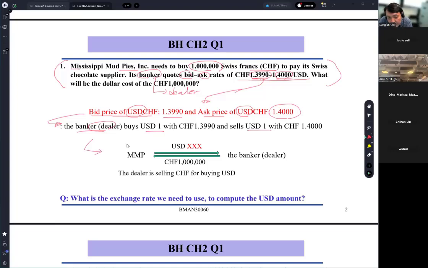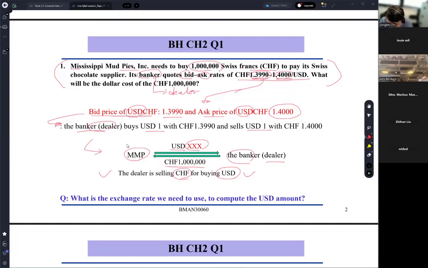Then MMP is here, banker or dealer is here. What MMP is trying to do is paying a certain amount of US dollar, and getting CHF 1 million. Now, in order to solve this one, you need to know what the dealer is trying to do. So MMP buys 1 million Swiss franc. From the dealer's point of view, dealer is selling Swiss franc for getting US dollar. Is this clear? Dealer is selling Swiss franc for buying USD.